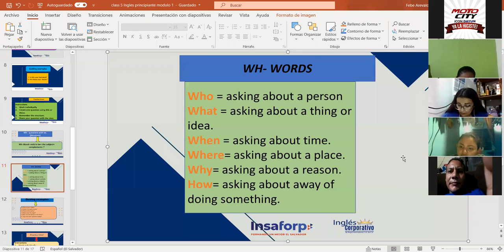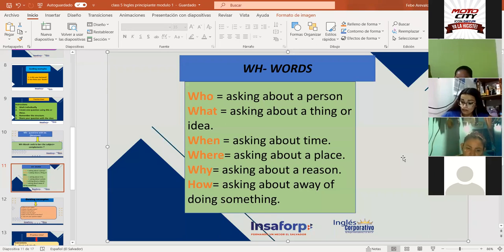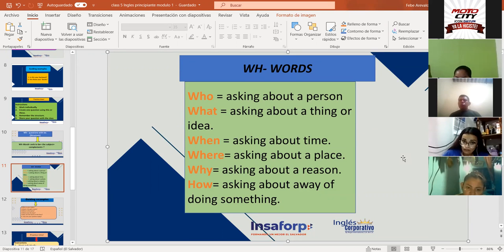Exactly. There you have it, my dear students. This is key. Esto es clave para ustedes. These are the double H words. We use who to ask about a person. Who are your parents? Who is your mother? Who is she? We use what to ask about a thing specifically or an idea. Hey, what's your name? That's a thing you're asking. Hey, what time is it? You're asking about a thing.